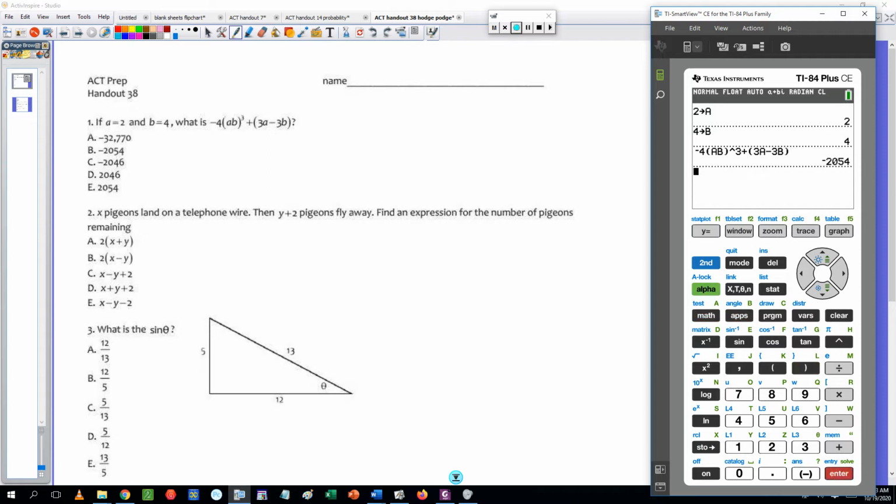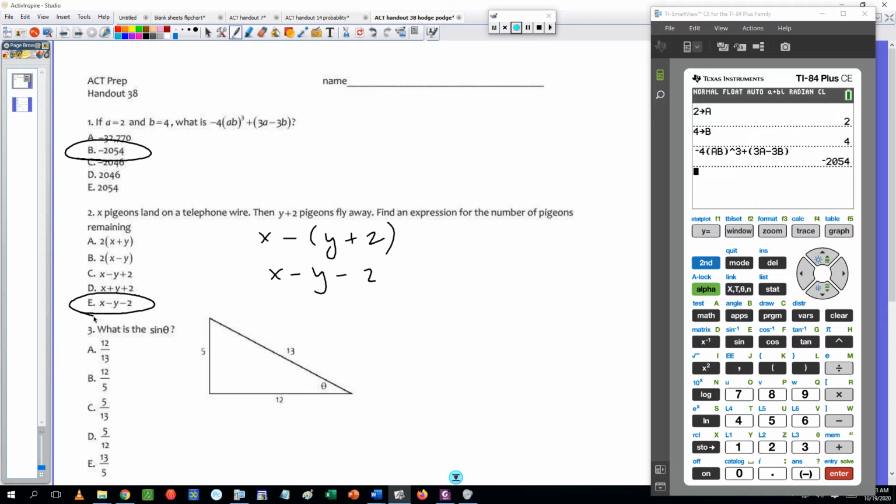My answer is B. X pigeons land on a telephone wire, then Y plus 2 fly away. So you start with X and you want to subtract Y plus 2. Be sure to group. So get rid of the parentheses, X minus Y minus 2. That is this one here.